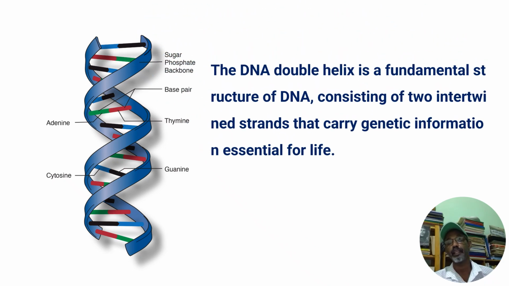We can say the DNA double helix is a fundamental structure of DNA consisting of two intertwined strands that carry genetic information essential for life. You see, intertwined strands. Therefore, DNA is double-stranded. These two strands are joined through their complementary base pairs, A with T, G with C, through hydrogen bonds, and the phosphate and sugar forming the backbone twist, intertwined, giving the DNA its double helix structure, as you observe here in this picture.